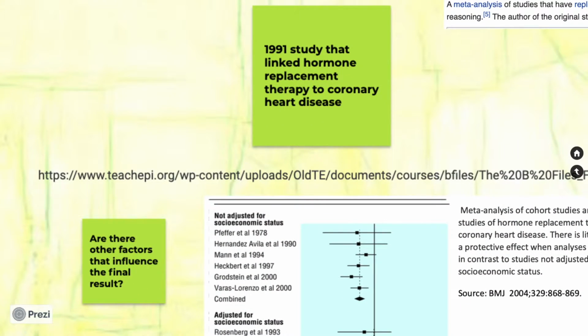Another one comes from 1991, and it's this study that linked hormone replacement therapy to coronary disease. And so there was a thing here where they were looking at the fact that hormone replacement therapy was potentially showing a link with coronary heart disease.